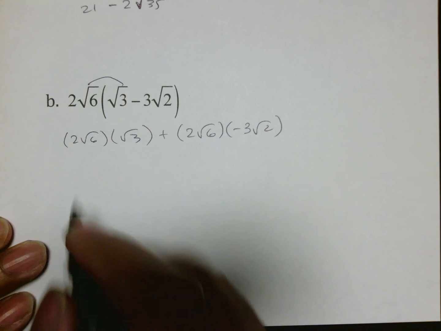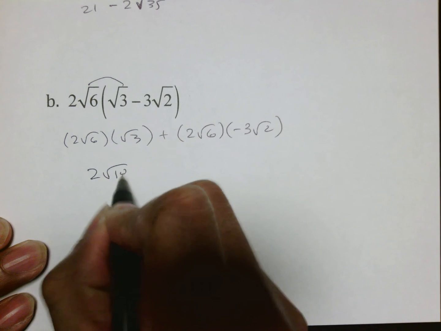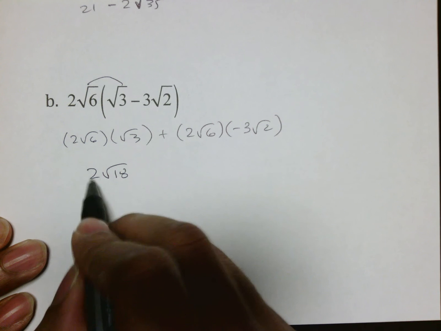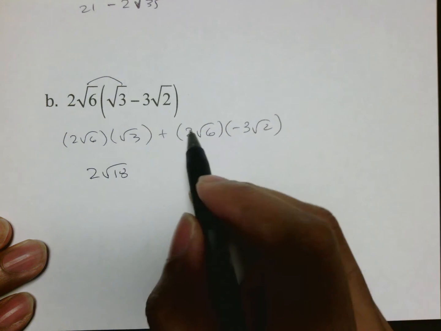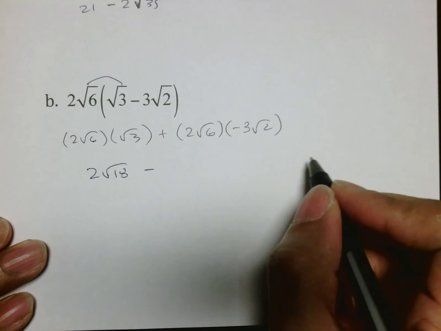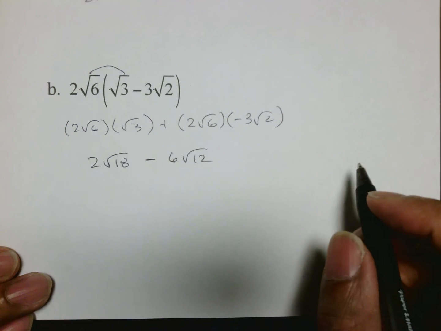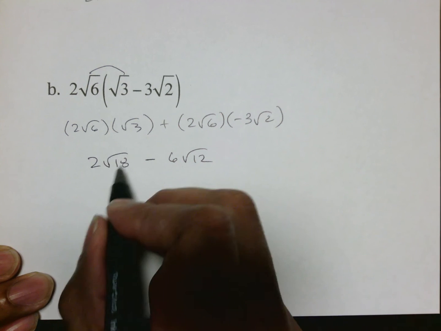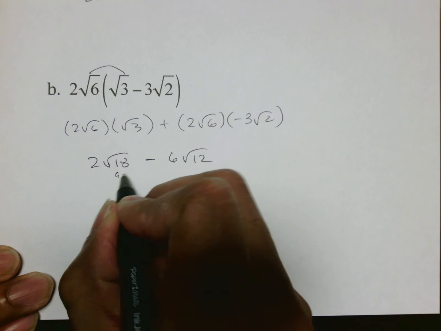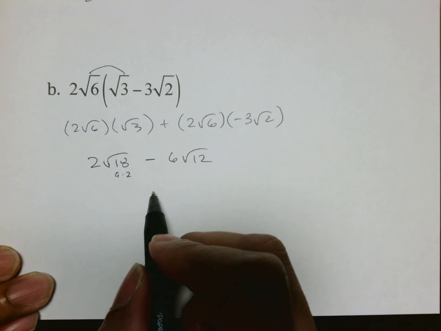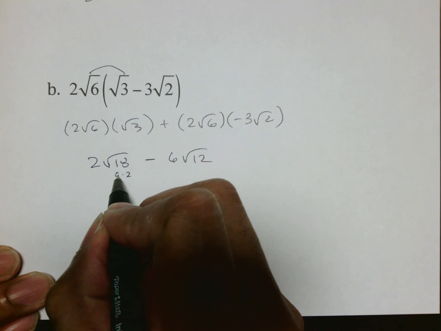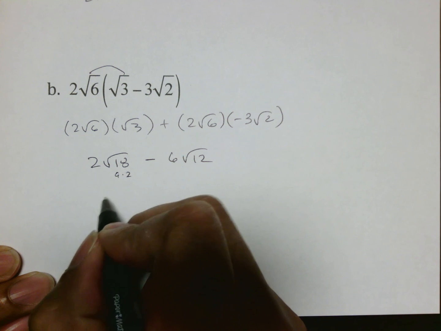This turns into 2 root 18 because the outside number is 2 and 6 times 3 is 18. I know that a positive times a negative is negative. This turns into 6 root 12. Root 18 I know has a 9 in it, and it's actually 9 times 2. 9, of course, when it comes out turns into a 3. 3 times 2 makes 6.